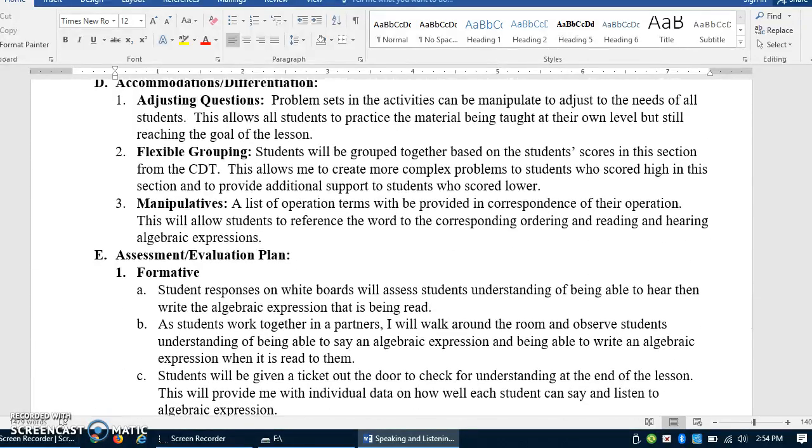As for accommodations and differentiation, I do it all the time. I feel like I accommodate more now than ever, especially for this class, because I have such differences in levels, especially between ESL students. I can adjust questions, and as I mentioned, use flexible groups based on their scores, which I change up. I can also provide manipulatives to the students, both ESL and IEP, and a key chart they're able to recognize: plus, minus, division, and multiplication, and some key words, so they have a reference.